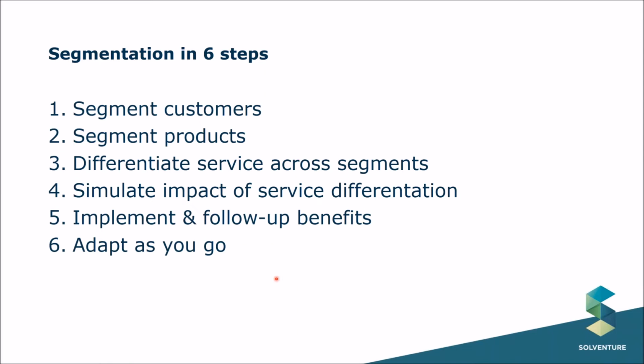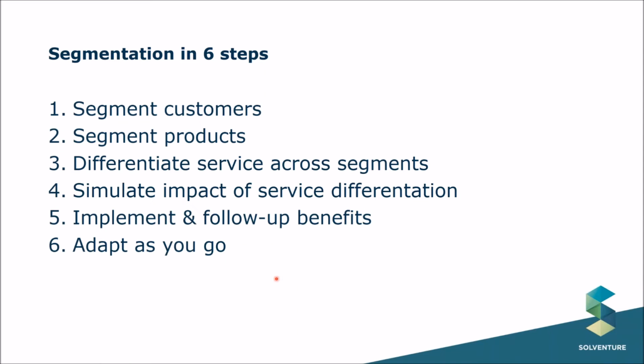Step 4 is, okay, in step 3, I will make some choices, but then how can I simulate the impact of my choices on my volume, on my revenue, and also on my margin? Step 5 is implement. If your segmentation is finished, then you have to make sure that you implement it, and we'll see where we have to implement it. And step 6 is adapt as you go, meaning that segmentation is not a one-go project. It's a project that needs to be refined over time, and you will have to redo the exercise from time to time.